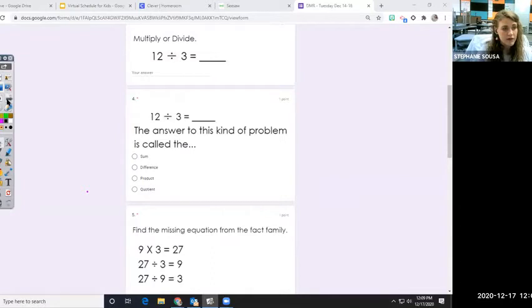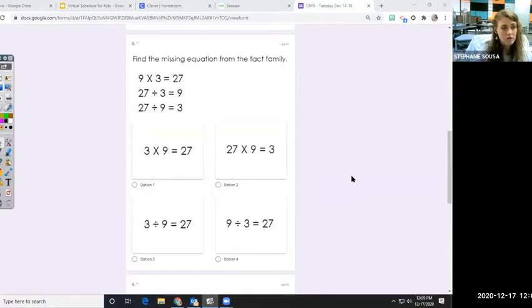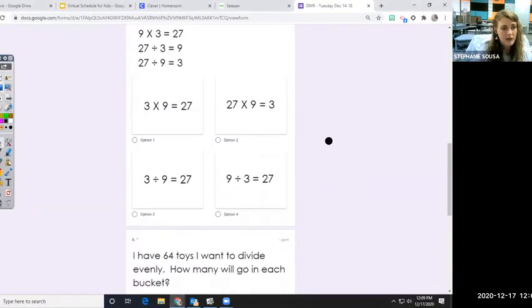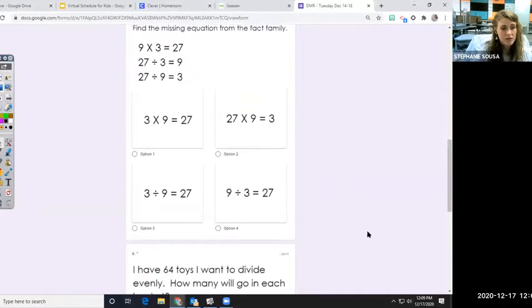5 says, find the missing equation for the fact family. This is just like it was yesterday where it tripped some of y'all up because it has the same numbers. We have 9 times 3 equals 27. So 27 divided by 3 equals 9. 27 divided by 9 equals 3. So we have 2 division equations, but we only have 1 multiplication equation. So we're missing a multiplication equation.